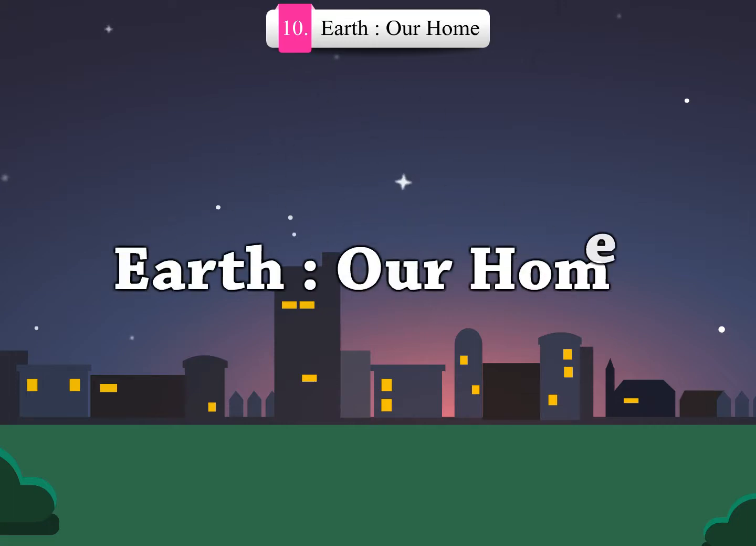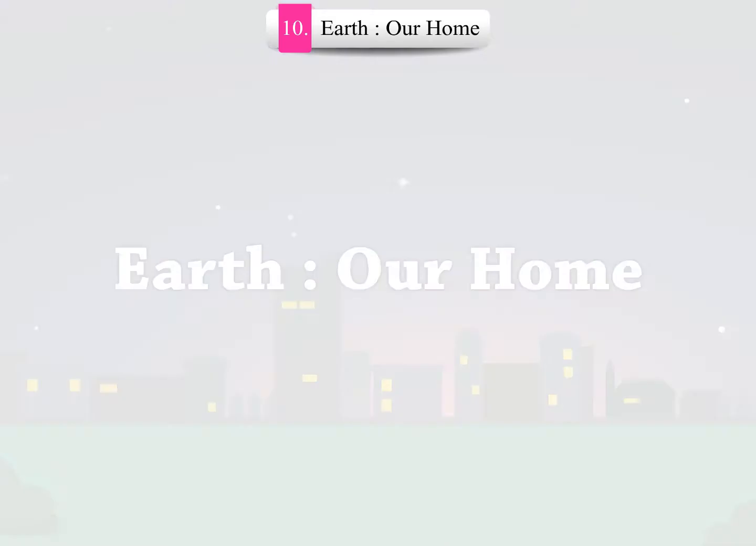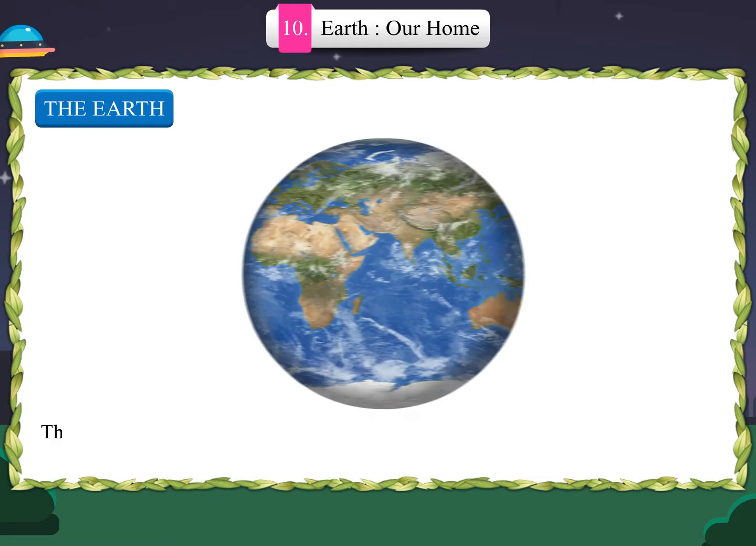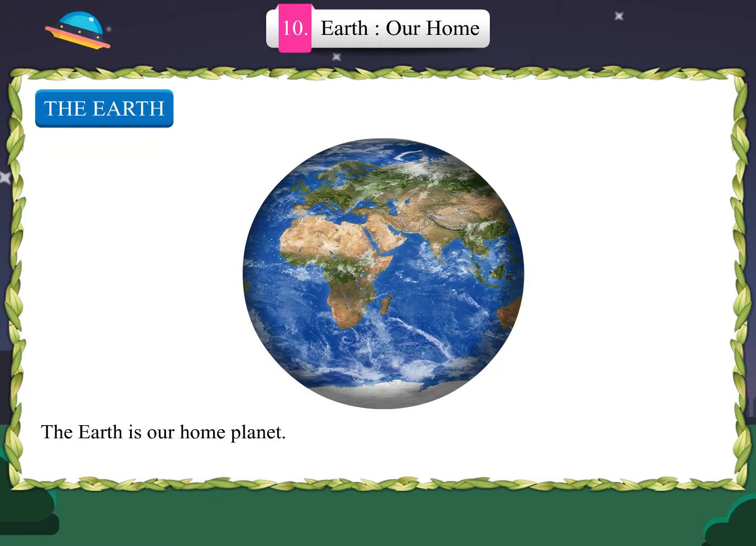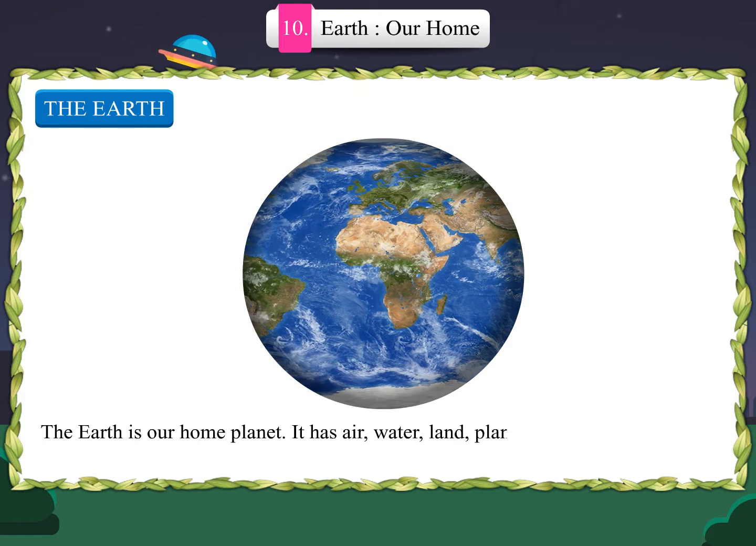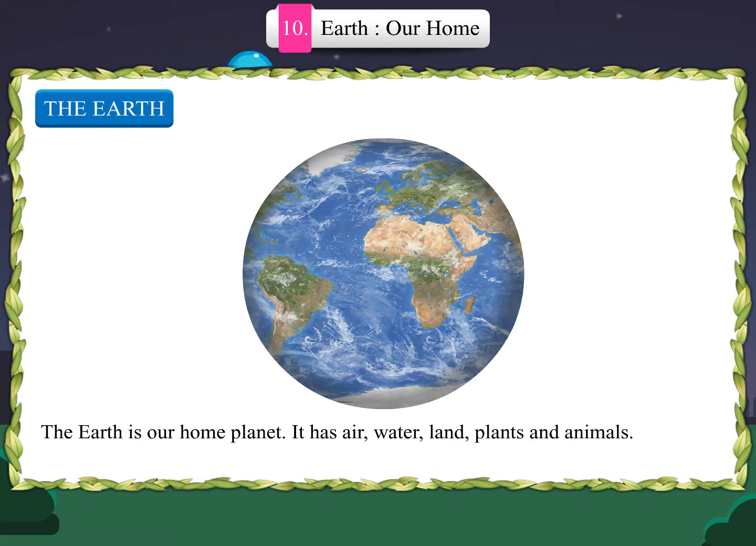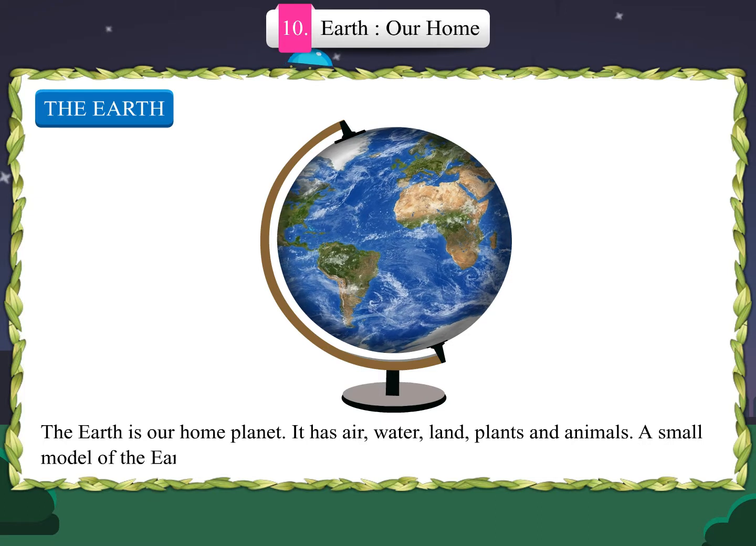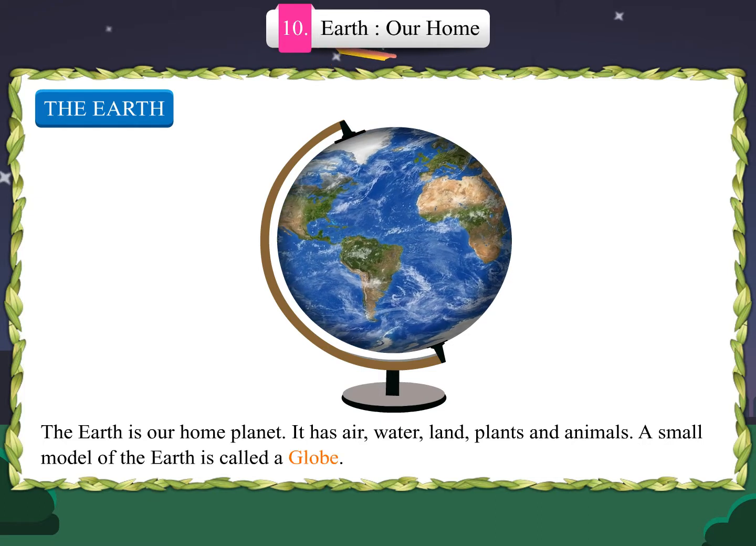Chapter 10. Earth, our home. The Earth. The Earth is our home planet. It has air, water, land, plants and animals. A small model of the Earth is called a globe.